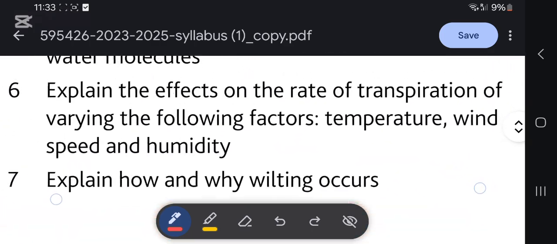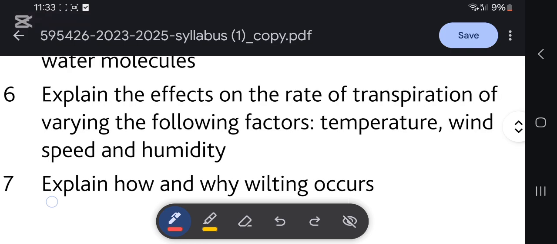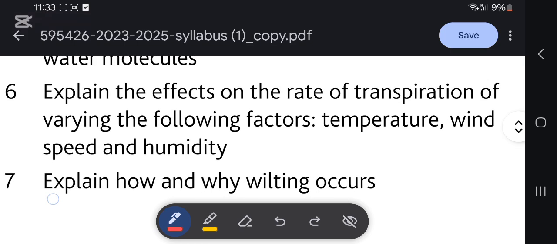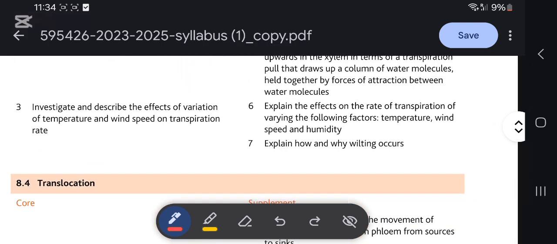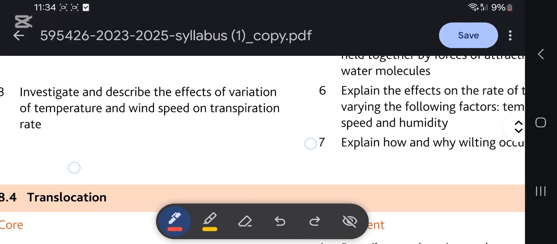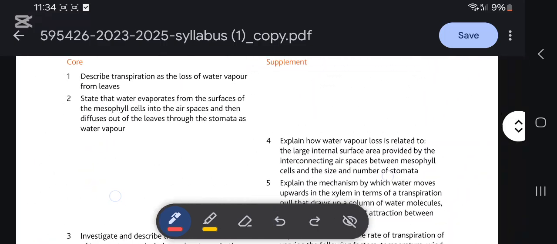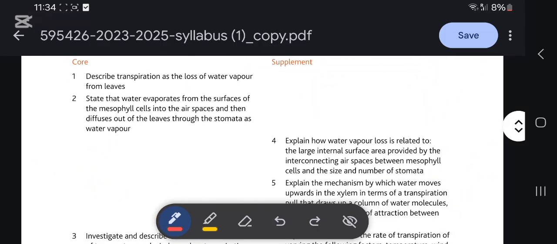Increasing the temperature increases the rate of transpiration. Increasing the wind speed increases the rate of transpiration. Decreasing the humidity increases the rate of transpiration. How and why does wilting occur? Wilting occurs when the loss of water vapor from the leaf is greater than the uptake of water from the roots. We have discussed how the cells become flaccid and plasmolysed. The investigations we will discuss in our paper 6 video. So remember all this.